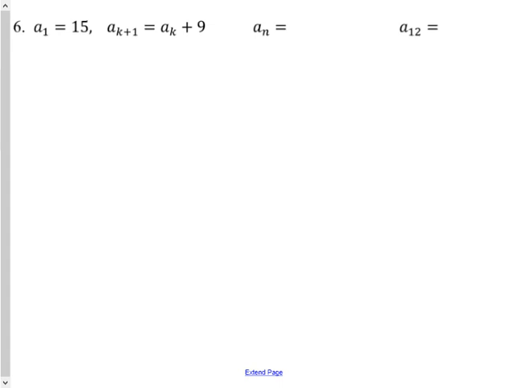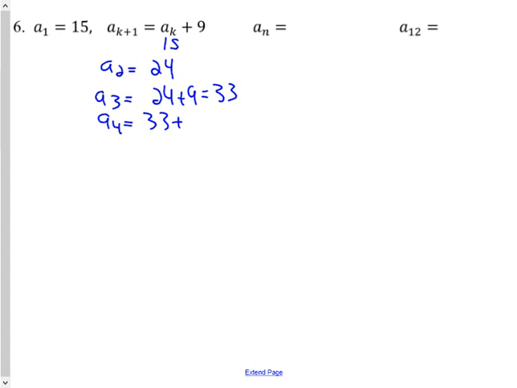Right? So sometimes I like to write out a couple terms. So if I plug in 15 here, the second term is 15 plus 9. The third term is, right, 24 plus 9. And the fourth term, probably set already, 33 plus 9 is 42. So I have this sequence of 15, 24, 33, 42.